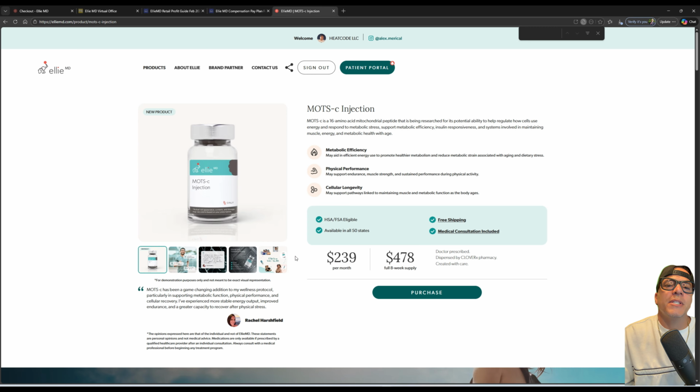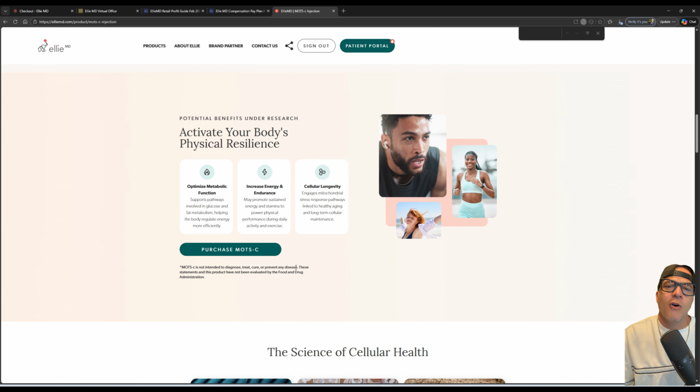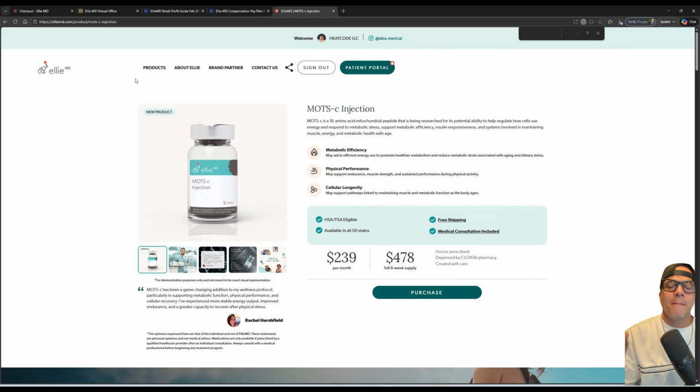It's also commonly discussed alongside NAD+, since both are connected to mitochondrial function and cellular energy production. When people talk about stacking those together, the conversation usually revolves around energy levels, endurance, and overall metabolic efficiency. MOTS-C is amazing, one of my top 3 picks easily.